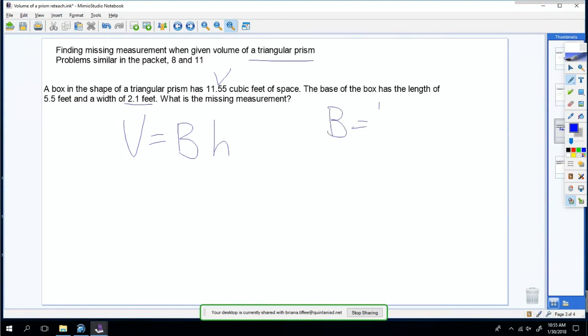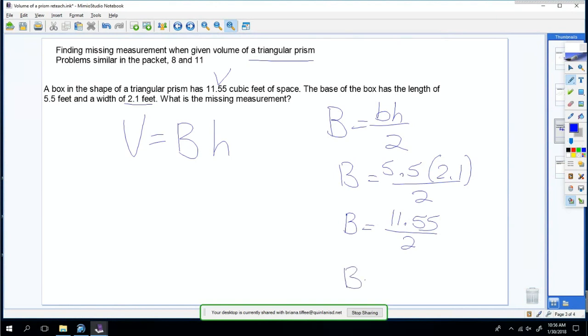So since it's a triangle, big B will equal base times height divided by 2. So my base will be 5.5 and my height will be 2.1. So 5.5 times 2.1 is 11.55. And 11.55 divided by 2 is 5.775. So that's my big B.